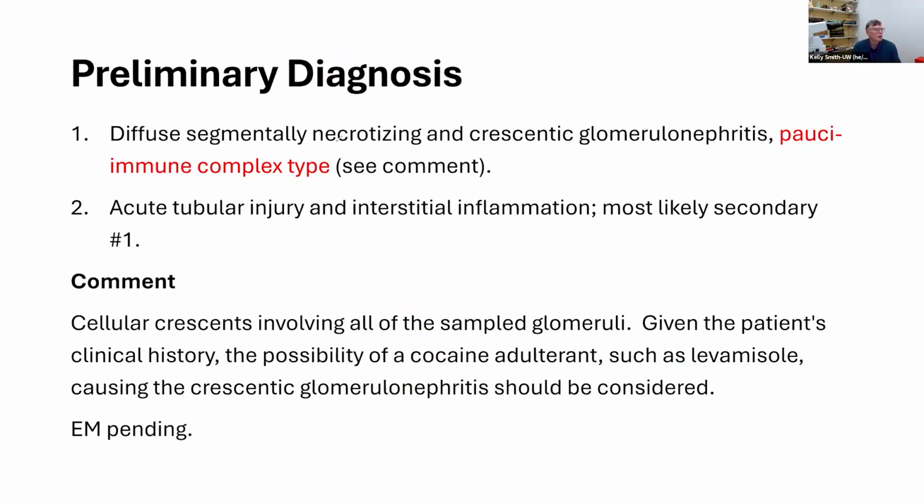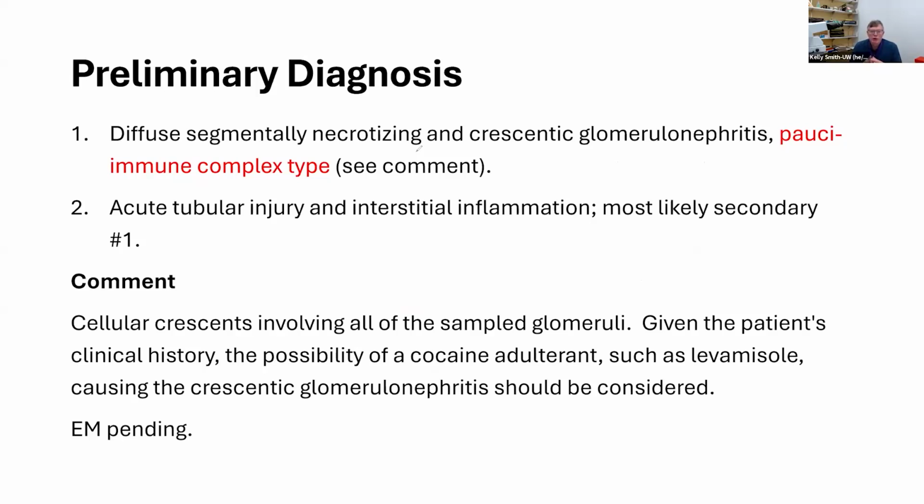So at this time, with the 2 pieces of information in the clinical history, we had a diffuse segmentally necrotizing glomerulonephritis that I interpreted as most likely a pauci-immune type. There are cellular crescents involving all of the sampled glomeruli. And there's also the typical findings of acute tubular injury.